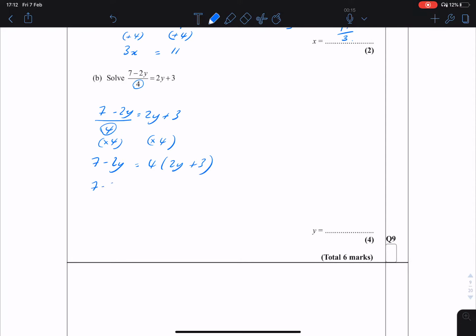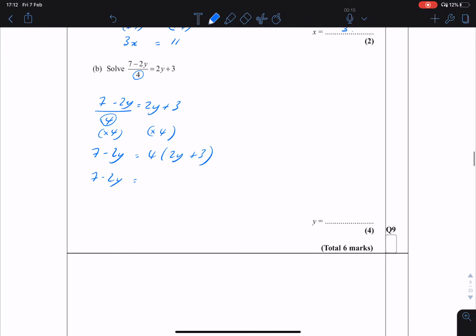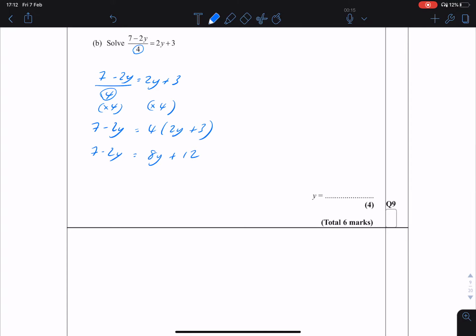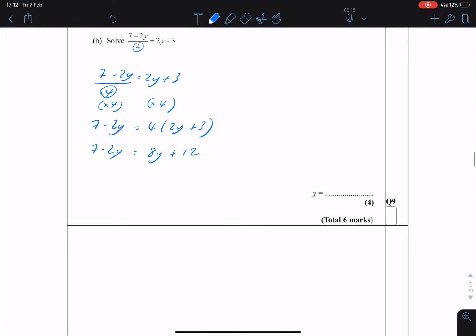And that's 7 minus 2y. I'm just going to expand this bracket. It's 4 times 2y, which is 8y, plus 4 times 3, which is 12. And now we've essentially got the same type of thing. I'm going to do it the other way around this time. I'm going to do plus 2y to both sides.